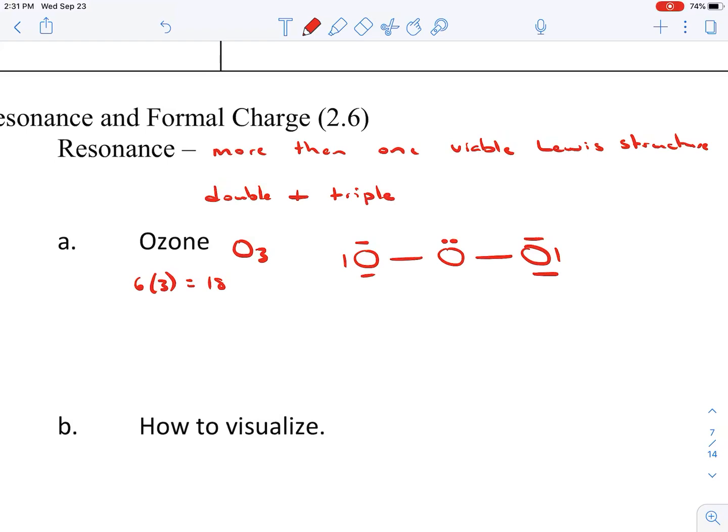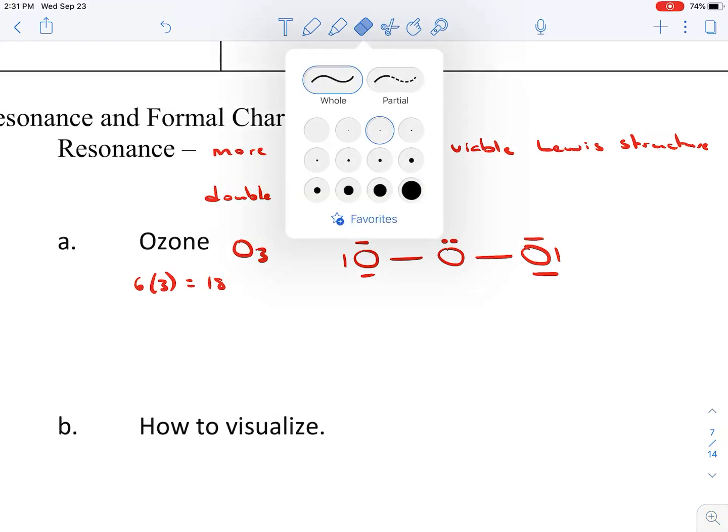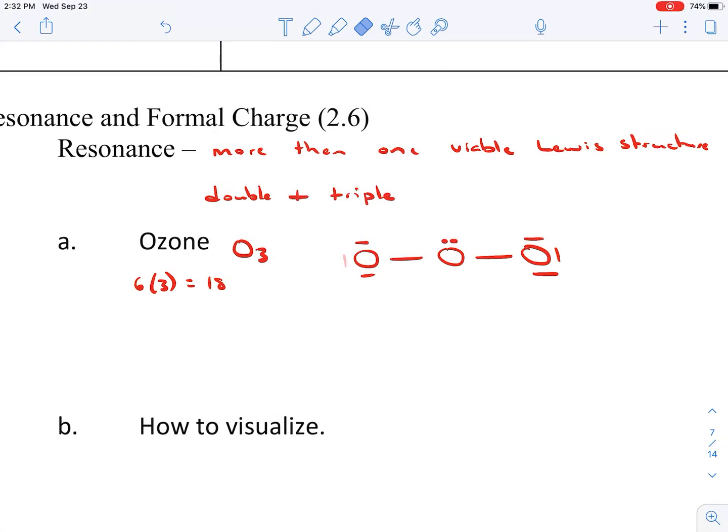So what I could do is erase that and then move it to a double bond here, and that works. And now that oxygen, and actually all the oxygens, have an octet. And some of you are like, well, Miss Griffith, why couldn't we do the same thing just with the other side? And you're absolutely correct. You could do that, and you would have this structure here. They are different structures, but they have a very similar layout, right? And that's what we have when we have resonance, all right?